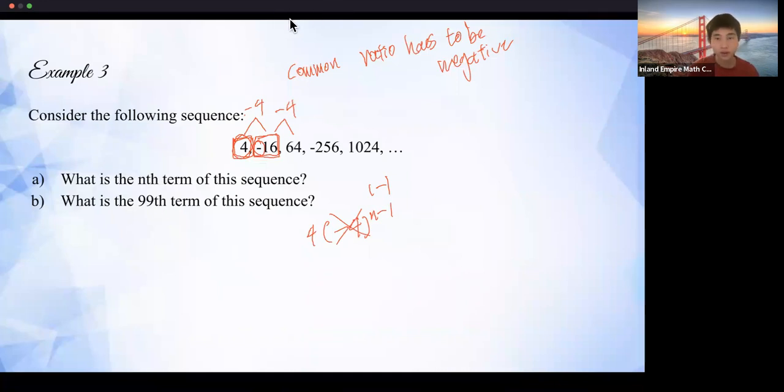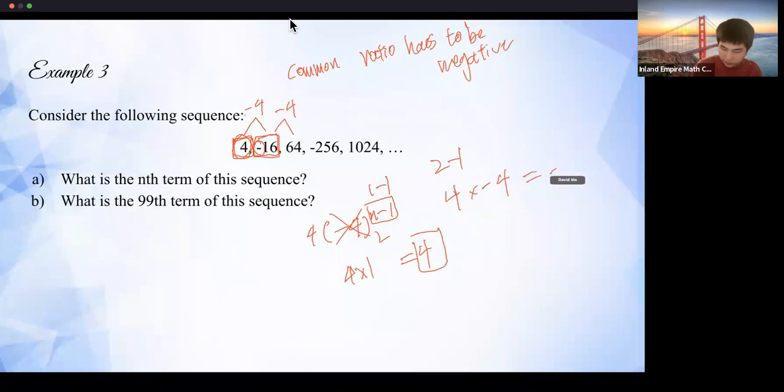So here's a quick fact. Any number to the power of 0 equals 1. So 4 times 1 equals 4. And thus we get that the first term in the sequence is just simply 4. For the next number in the sequence, we have negative 16. And for the second number, n is 2, so we have 2 minus 1, which is 1. So it's 4 times negative 4, which gives us negative 16. And so on and so forth.